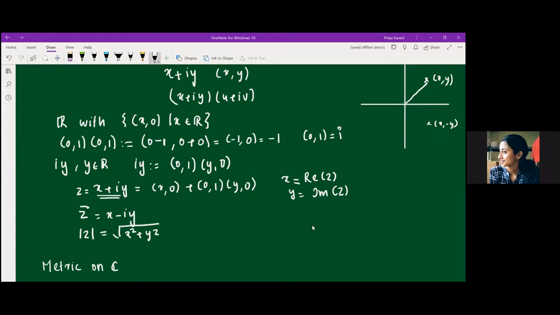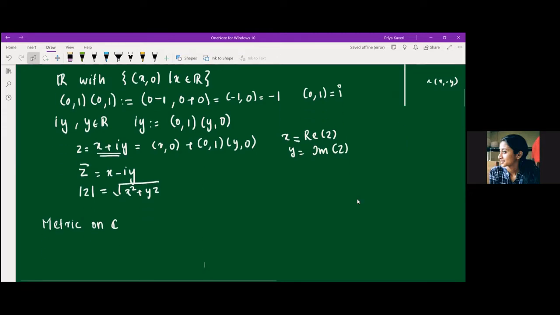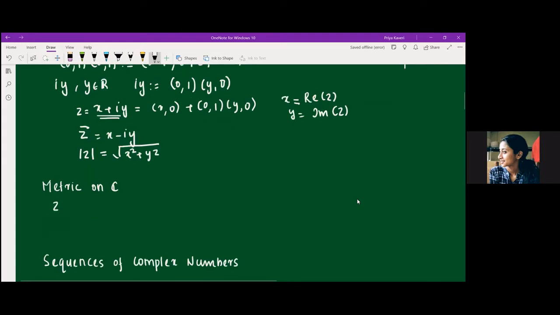Well, so by this motivation, can we define a metric on C? We have seen mod z as the distance between 0 and z. So can you suggest a metric on C? When z and w belong to C, what should we define?